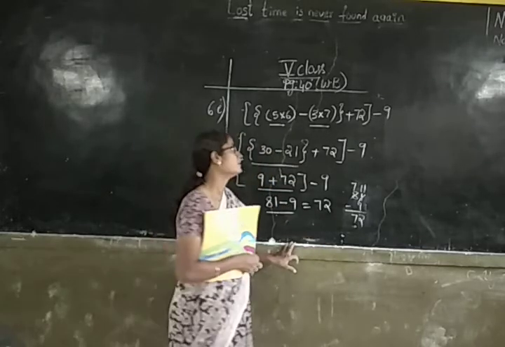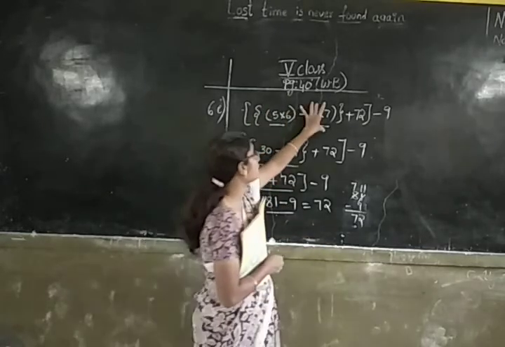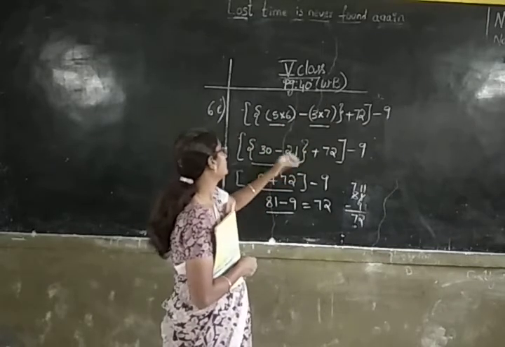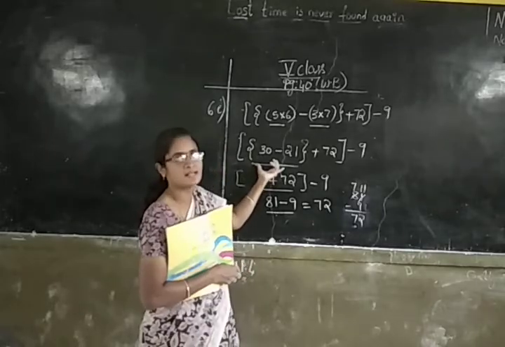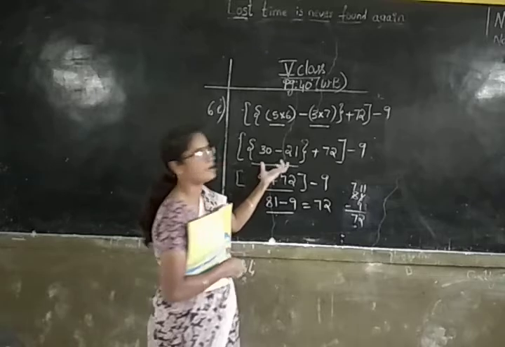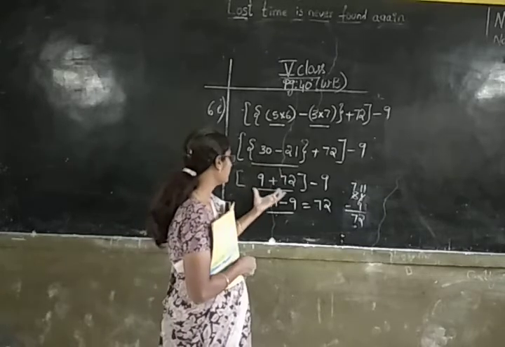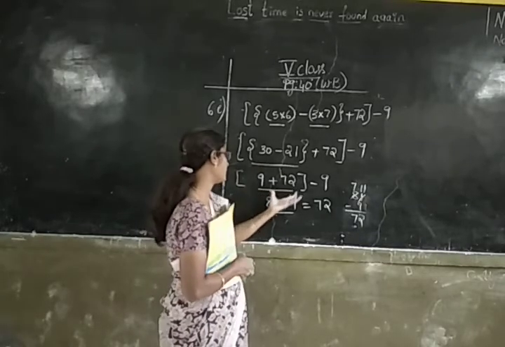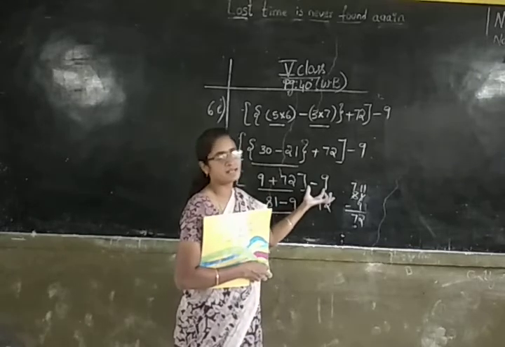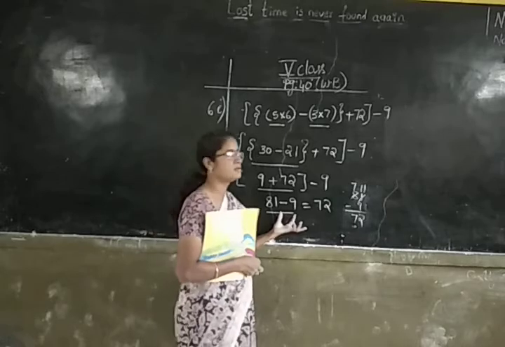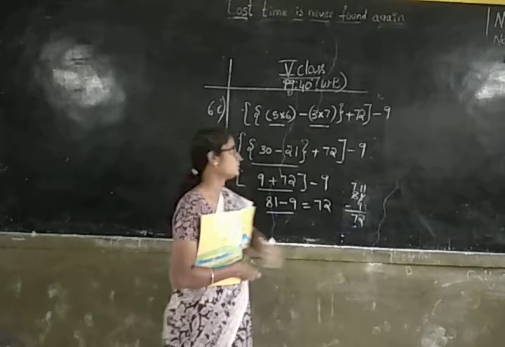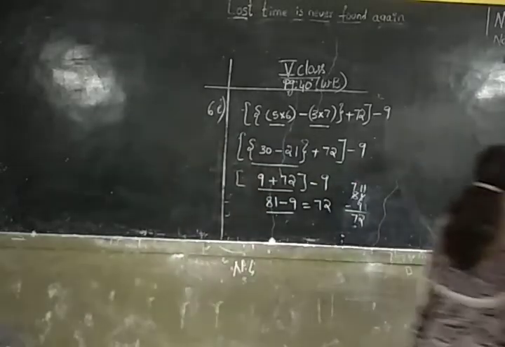Did you understand, children? First we have to solve the terms inside the round bracket. 5 6s are 30, 3 7s are 21. Then we have to solve the terms inside the flower bracket. 30 minus 21 is 9. So after solving the terms in the flower bracket, we have to solve the terms inside the square bracket. 72 plus 9 is 81, and here it is given minus 9 outside the square bracket, so we have to write down minus 9. 81 minus 9 is equal to 72. Okay children, did you understand?